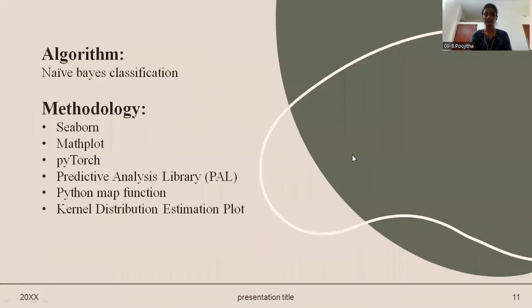So the algorithm we use is the naive Bayes classification, and the methodology uses Seaborn, Matplotlib, PyTorch, and the predictive analysis library, the Python map function, and the kernel density estimation plot.